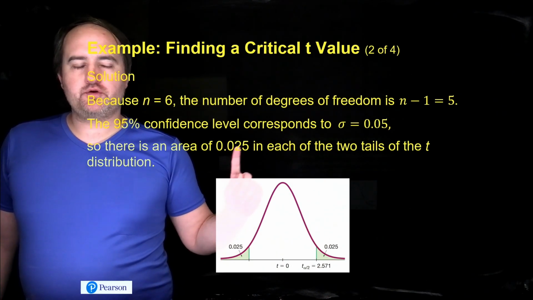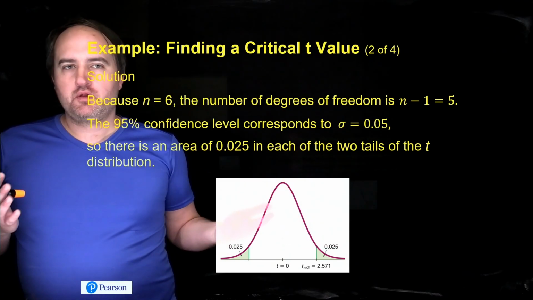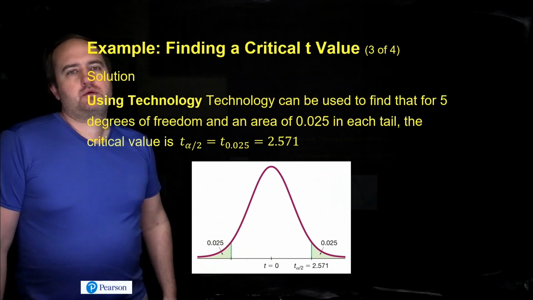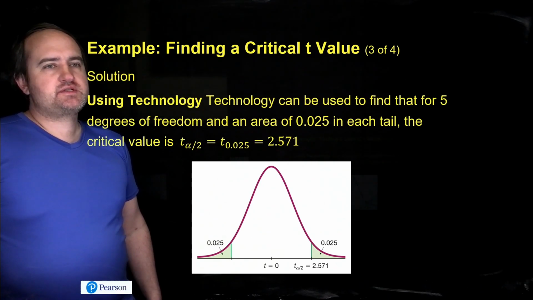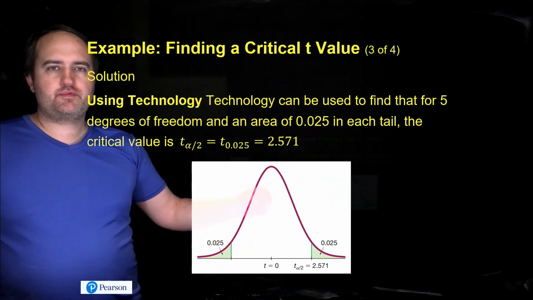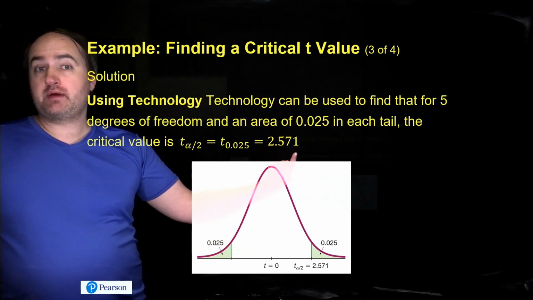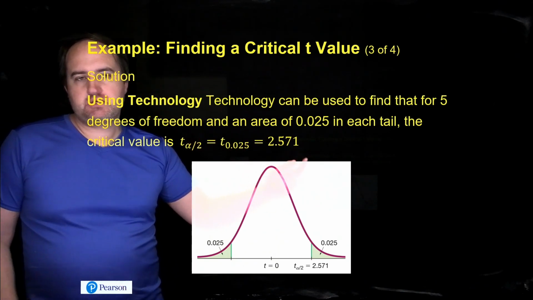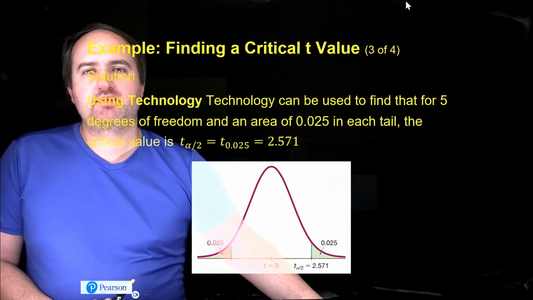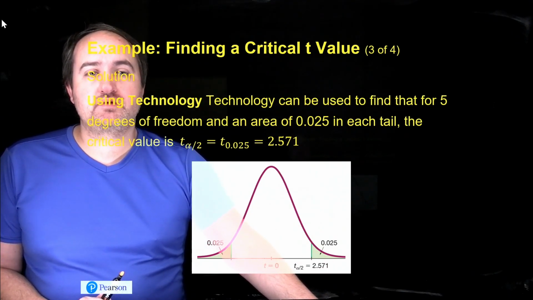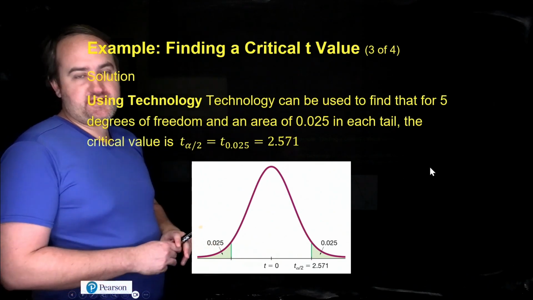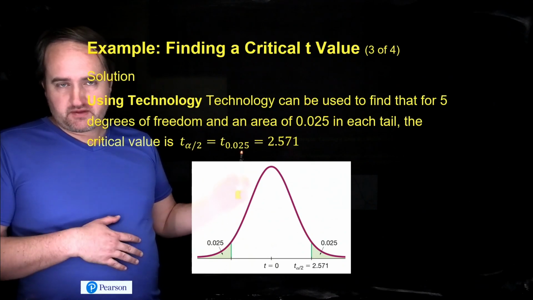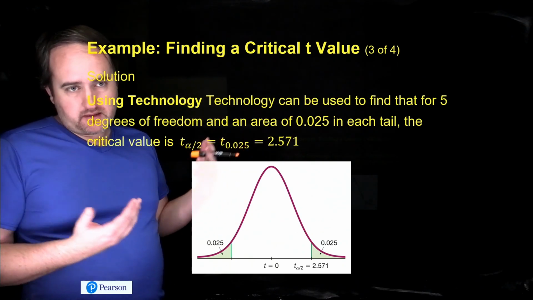Okay, so if there's 0.025 in each tail, there's a total area of 0.05. Using technology, they happen to get the exact same critical value we have here, but sometimes, like I said, the technology might be a little bit different. In some cases, it might be a little bit more accurate than the table. But in this case, we actually got the same exact number using table A3 that they got in our book using technology.